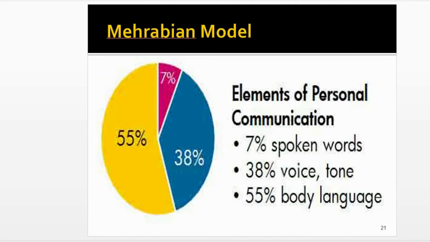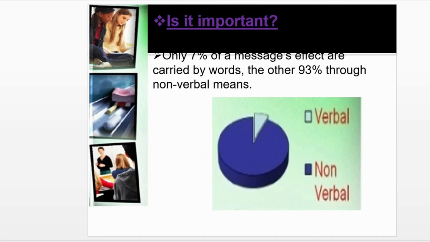There are different statistics available, but more or less every statistic speaks the same. We have 7% spoken words, 38% voice tone, that is paralanguage, and 55% is body language. Only 7% of a message's effect is carried by the words. The other 93% is non-verbal language. It means the majority of our communication is done by non-verbal communication. In fact, when we enter a place, people observe us, what we do, what we speak, what we say, and that exactly is the non-verbal communication.